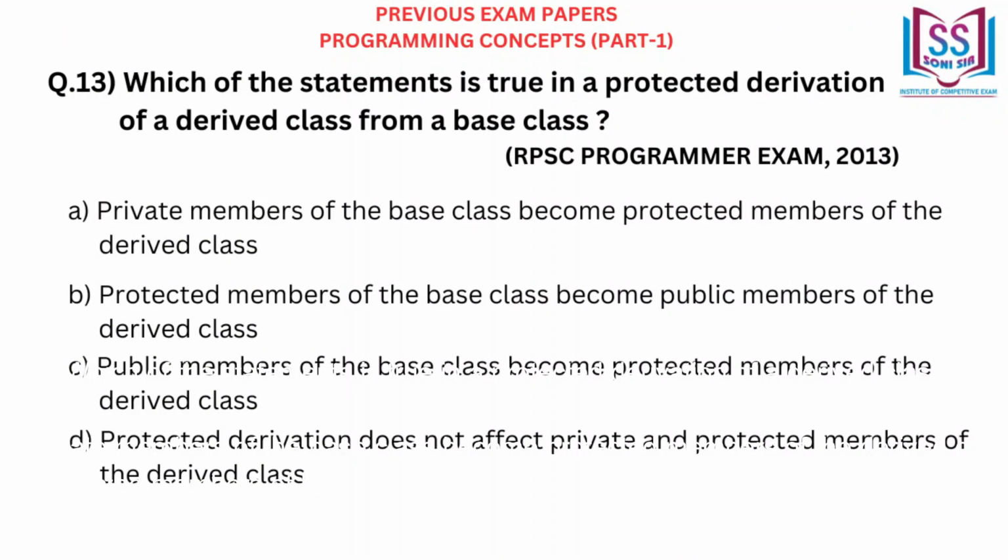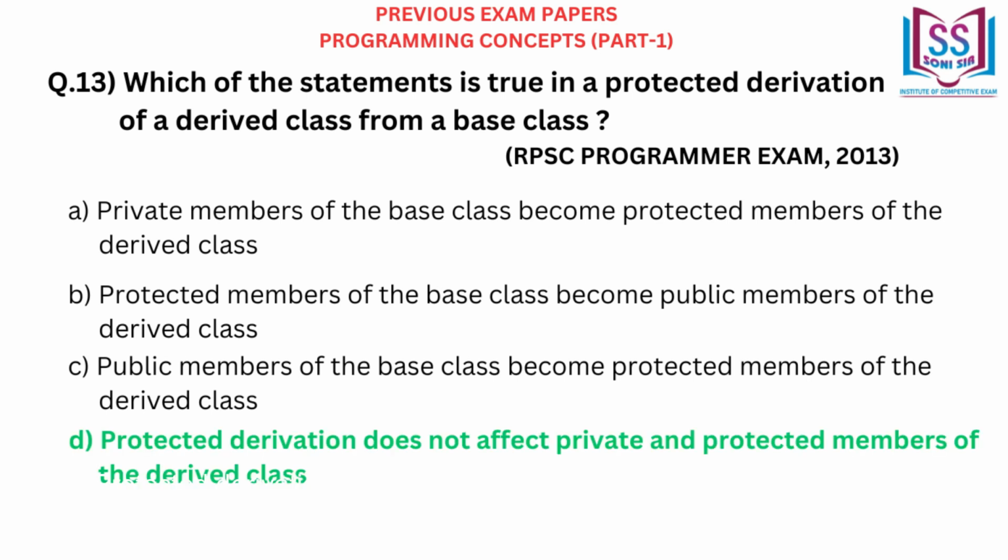Which of the statements is true in a protected derivation of a derived class from a base class? A. Private members of the base class become protected members of the derived class. B. Protected members of the base class become public members of the derived class. C. Public members of the base class become protected members of the derived class. D. Protected derivation does not affect private and protected members of the derived class. Correct answer D.